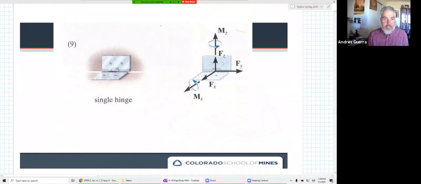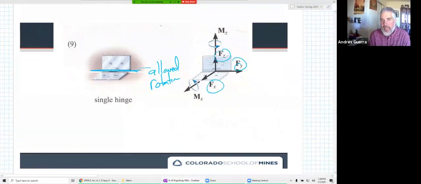How about a hinge? These are like hinges that we see on all of our doors around campus or in our rooms or wherever. And so what is it allowing to happen? What is prevented from happening? Well, it's definitely allowed to rotate on this axis right here. And so we don't see any moment over here, but we see translation is fixed in all three directions. And it's not allowed to rotate on the Z or the X axis there either.